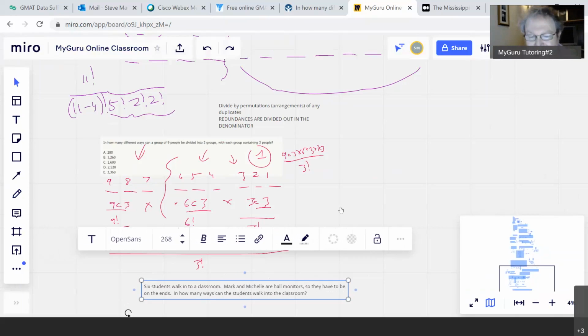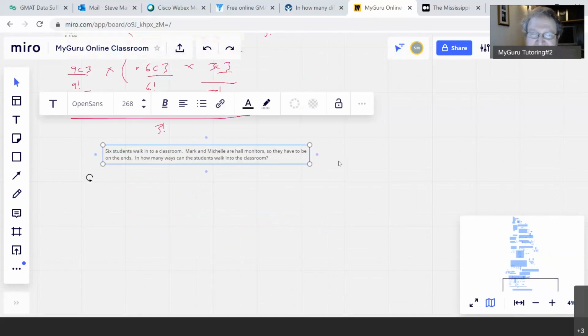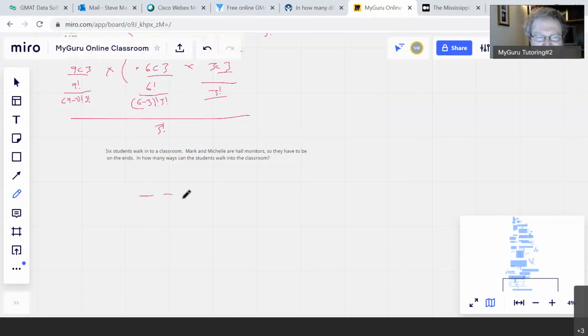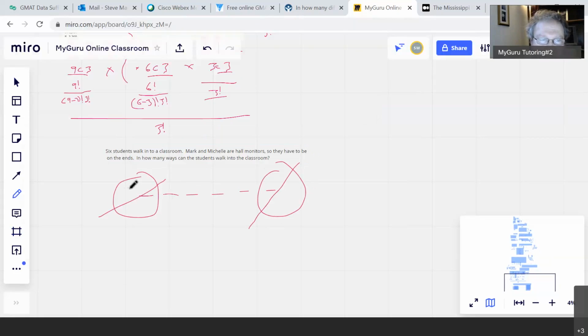So there's a couple of things. You want to figure out where you lock things down. For example, if Mark and Michelle had to be together, then you would treat them as an individual unit. In this case, Mark and Michelle can only be on the ends. So again, you've got your 6 students, and we want to figure out how many ways they could walk in. If there were no restrictions at all, that would simply be 6 factorial. But the problem is we are actually locking down 2 spots. In these spots, we can only have Mark and Michelle, but we don't necessarily know what order they're going to be in. Or it could be Michelle and Mark.